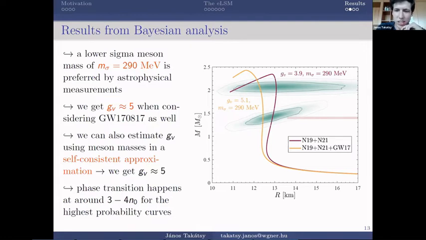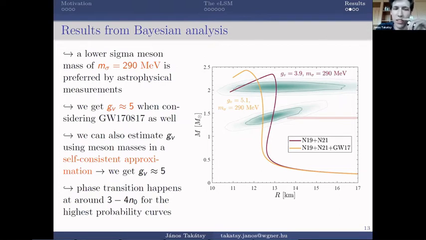What we get here is, first of all, that the astrophysical data prefers lower sigma meson masses. If we only consider the 2 NICER measurements, then we get a vector coupling of around 4. If we also consider the gravitational wave data, then we get a vector coupling of around 5. The interesting thing is that we can also try to estimate this vector coupling using meson masses, so vacuum phenomenology, in a self-consistent approximation where the mesonic fluctuations are also considered. From that, we also seem to get a vector coupling of around 5.